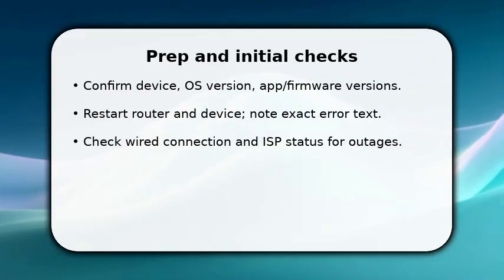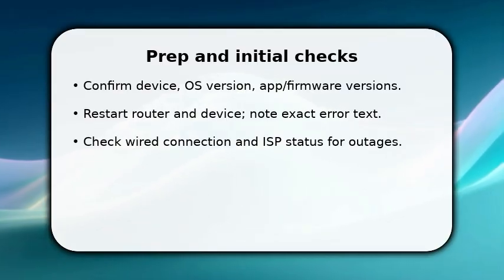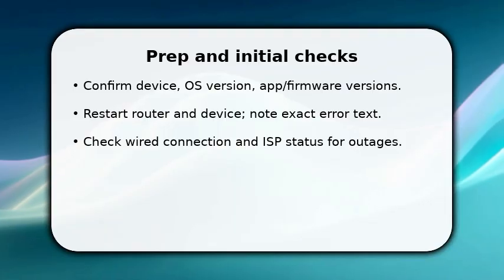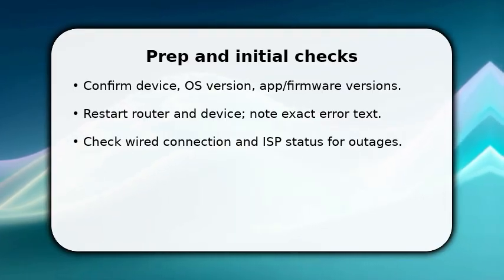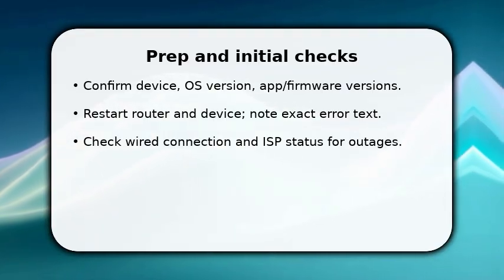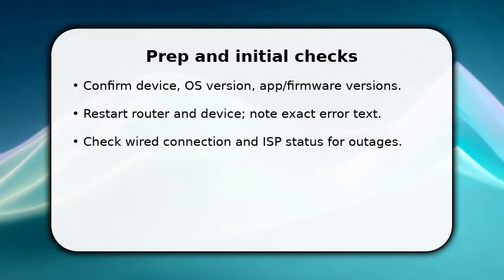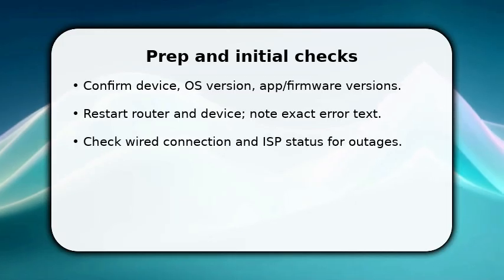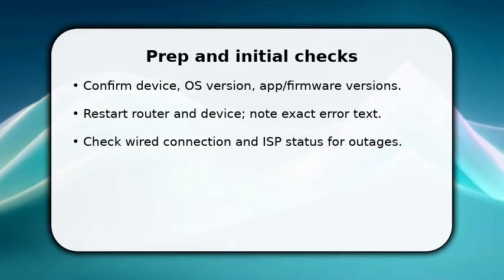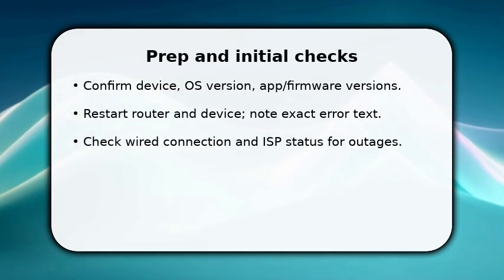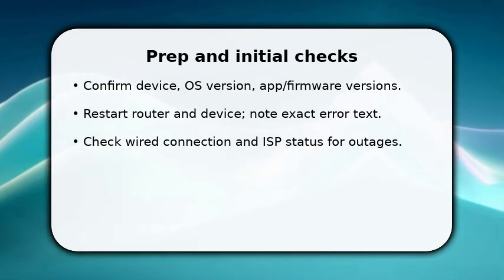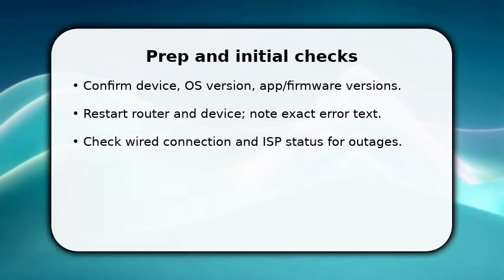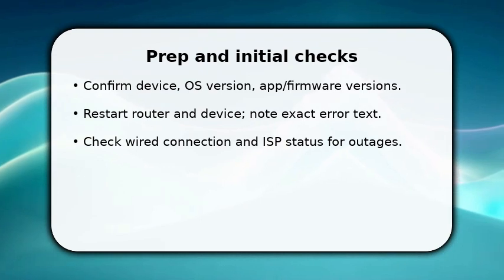You start by gathering essentials: the device showing the Wi-Fi exception, its OS and app or firmware version, and the exact error message. Once you have that, restart the router and the affected device to clear transient faults. While those reboot, verify a wired device or phone can reach the internet so you know if the problem is local. If the ISP is down, stop here and wait. Otherwise, move on to targeted configuration checks and logs for deeper issues.